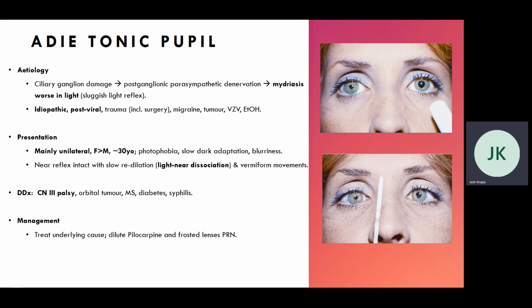The management here depends on the cause, as usual, and often there's not going to be an identifiable cause. If the mydriasis or dilation is a problem, it might cause ongoing glare for the person, then you might prescribe them dilute pilocarpine to use for the short term at least. And then you can put a frosting on a spectacle glass, or a clear lens, to help with glare. Okay, so that's the management of idiopathic Adie's tonic pupil. Generally benign, but make sure it's not a third nerve palsy.